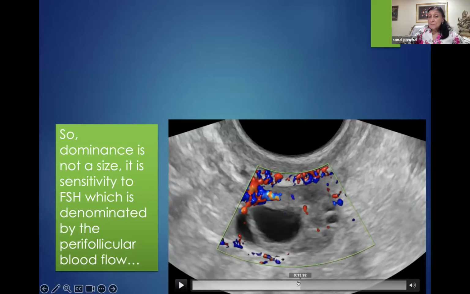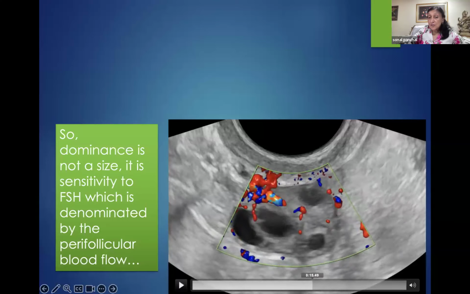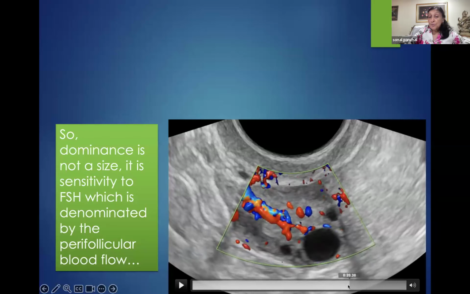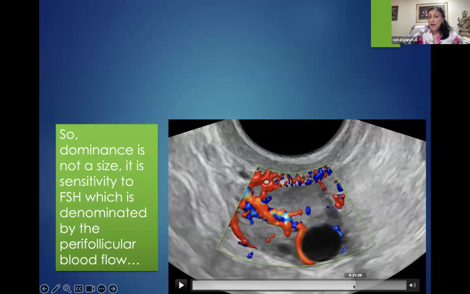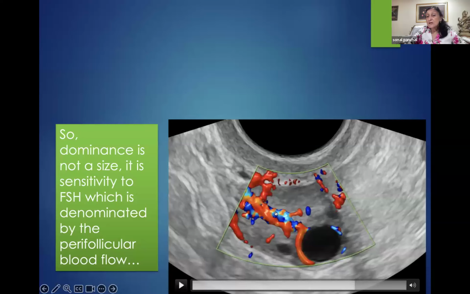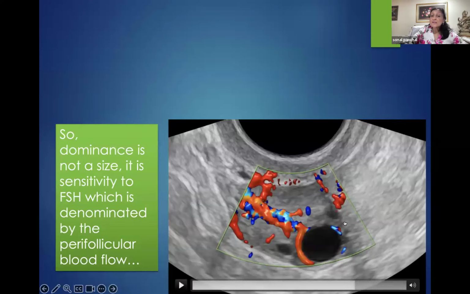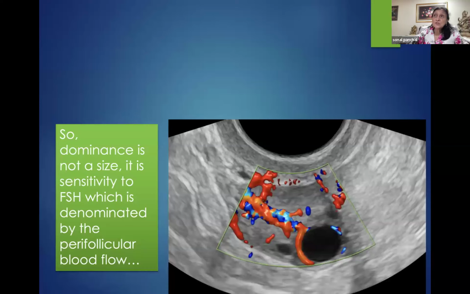But look at this. This follicle is larger. There's another follicle here far off, which is smaller than that. But look at that beautifully. It shows beautiful perifollicular flow, and the entire hilar flow is directed towards this follicle, which tells us, yes, this is the follicle to which FSH is reaching because the blood flow is reaching there. And therefore, that follicle has developed FSH receptors. And therefore, this is a dominant follicle.